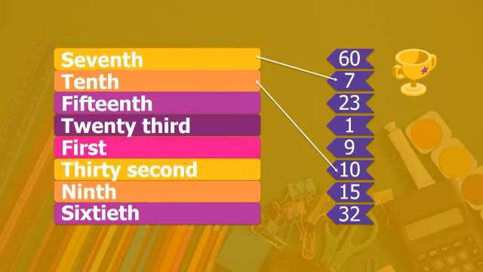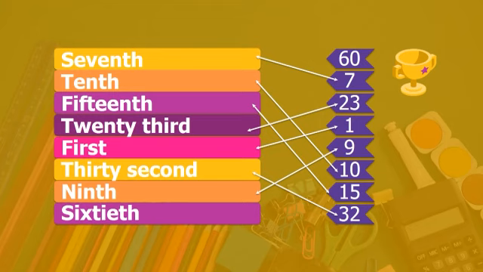15th. Well done. 23rd. Where is the 23rd number? Good. The next number, first. Number exception. You are the best. 32nd. Well done. 9th. Good. 60th. Can you find 60th? Well done. You did a great job.